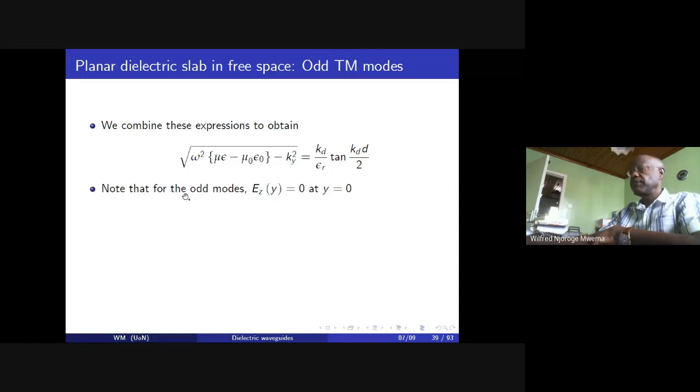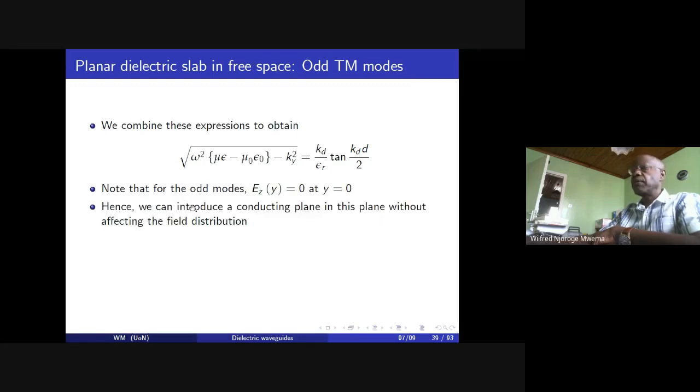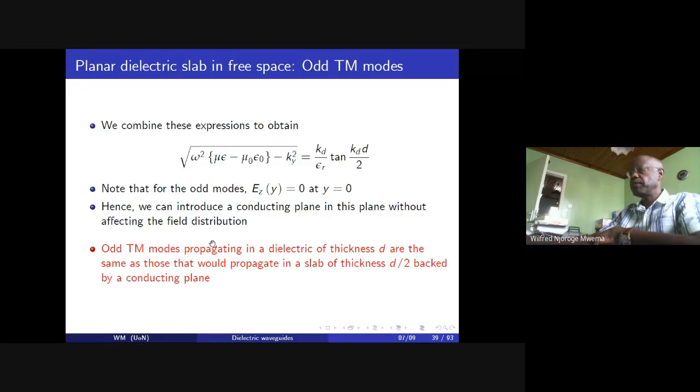And we note that for the odd modes, Ez of y is equal to 0 at y equal to 0, and then we can therefore, without changing the field distributions in the dielectric, introduce a conducting plane along the axial plane of the dielectric without affecting that distribution of the fields. And therefore, odd TM modes propagating in a dielectric of thickness d are going to be the same as those that would be propagating on a slab of thickness d by 2 that is backed by a conducting plane, like we saw last time.